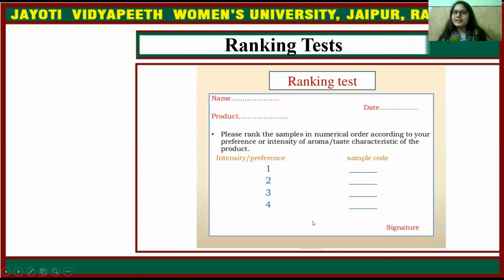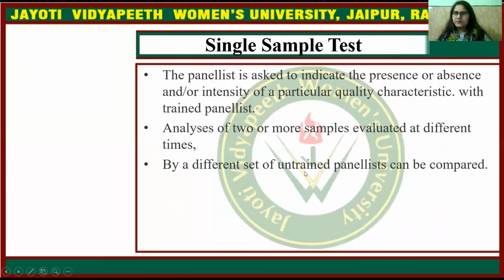So this is the ranking test performer, in which the panelists have to write their name, product, and the date. Please rank the samples in numerical order according to their preference or intensity of the aroma and taste characteristics of the product. There is a sample code and you have to give the preference. The sample you like the most, you give rank 1, then rank 2, rank 3, and rank 4. That is the ranking test.